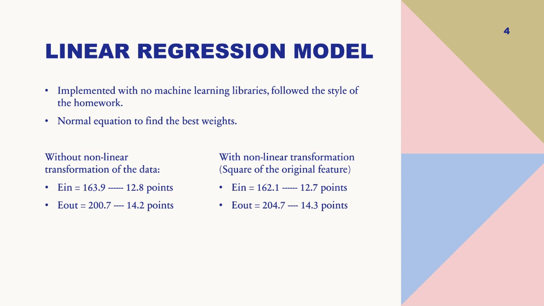Then the model was tried again with a nonlinear transformation on the data. It was a pretty simple nonlinear transformation. It was just a square of an original feature, and it didn't show much of a difference. It actually performed slightly better on the training set, but slightly worse on the test set. But not much of a difference at all.